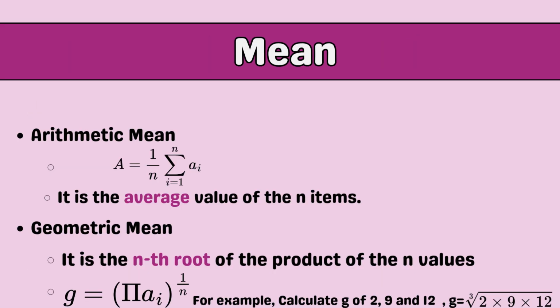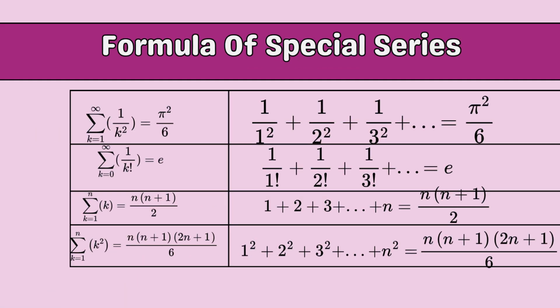In this slide, I introduce two types of mean. The first is the arithmetic mean. It is the average value of the n items. The second is the geometric mean. It is the nth root of the product of n values. This slide gives some common formulas for several sequences. Remembering those can be helpful when you learn high-level math in college.